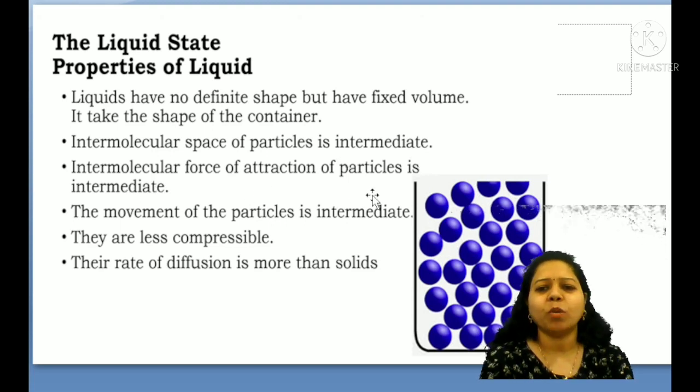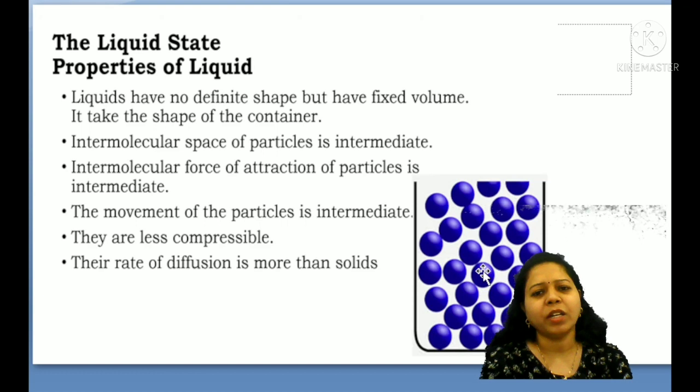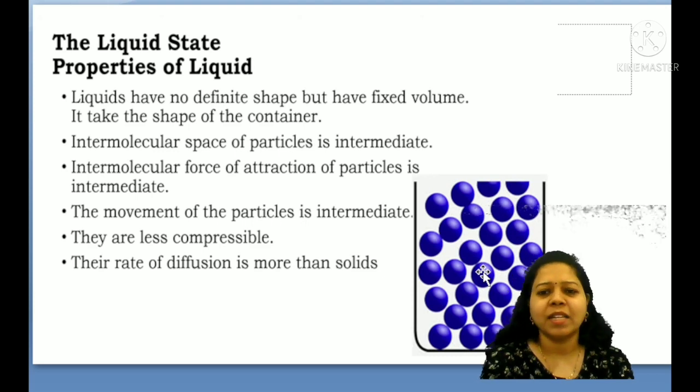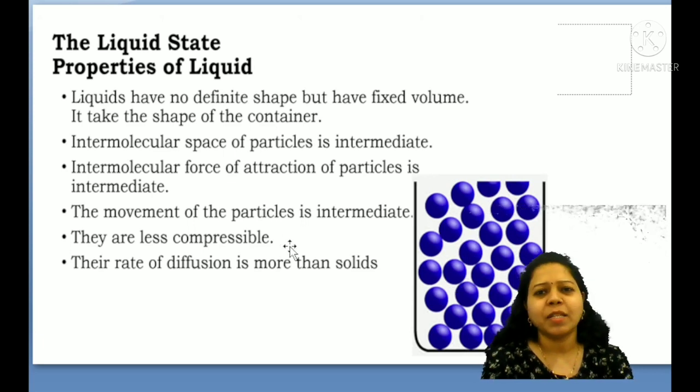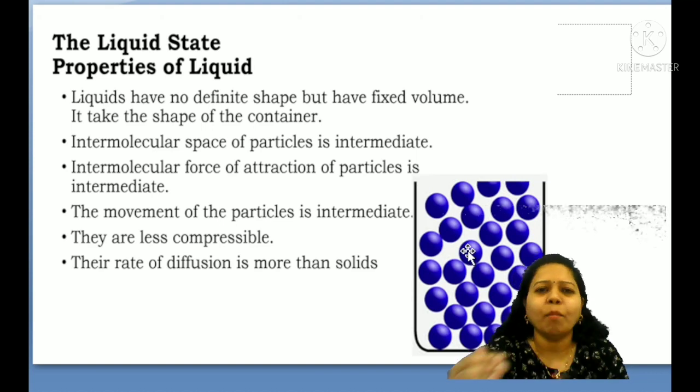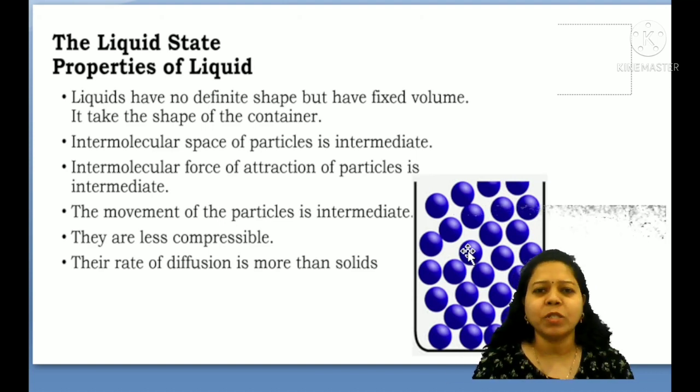Intermolecular force of attraction of particles is intermediate. The force of attraction between these particles is also intermediate. It is not much stronger than the solid and not much weaker than the gas. That's why we are saying the intermolecular force between these particles is also intermediate. They are less compressible. The meaning of this sentence is if we apply external pressure on the liquid, they compress, but they are less compressible because the intermolecular space is less. That's why they come closer when we apply the external force, but they are not more compressible.